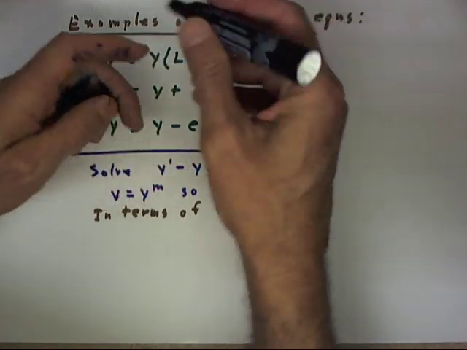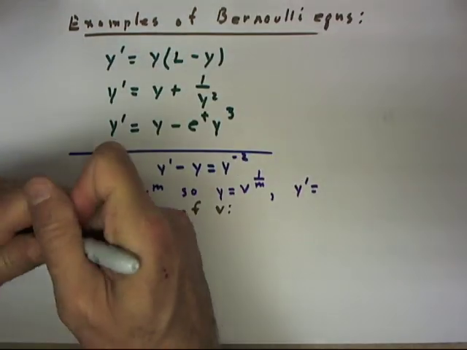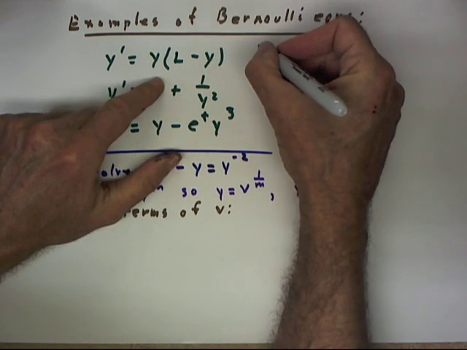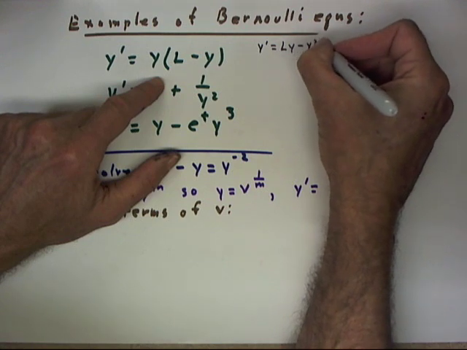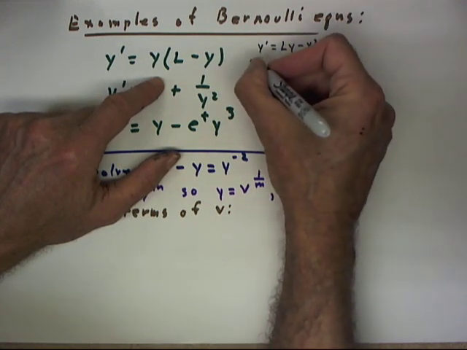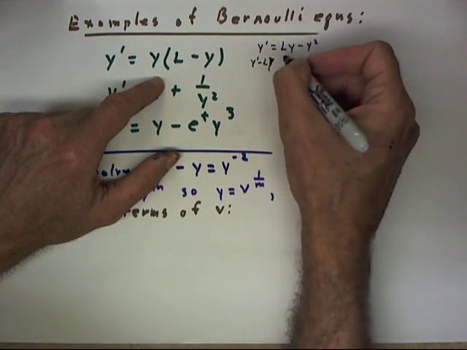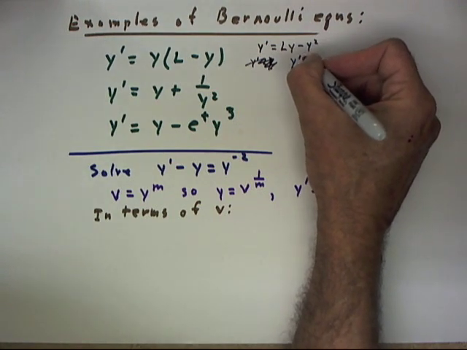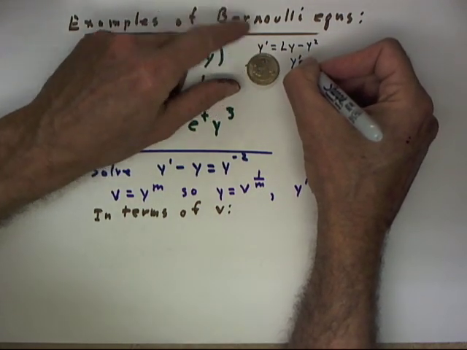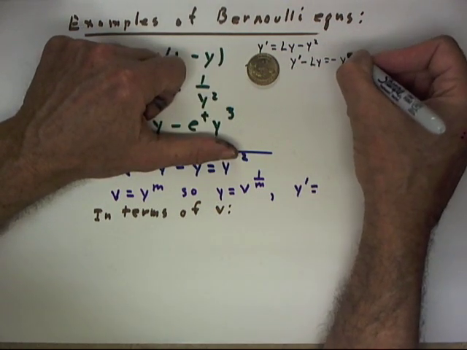First of all, we're going to note that, and let me go to the Sharpie because I don't know how much I'm going to need to write here. We're going to get y prime equals Ly minus y squared. Now that's of the form y prime minus Ly equals negative y squared.